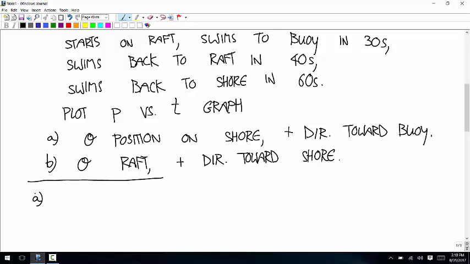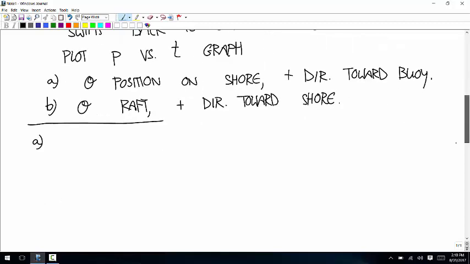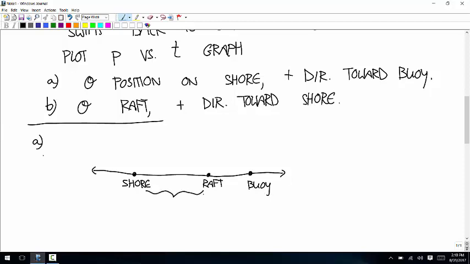So the first thing I'm going to do is draw a figure that just lets me visualize the whole motion. So this is like the whole path, and I'm going to have this represent the shore. This is the raft. This is the buoy. And then it's 20 meters between the shore and the raft, and 10 meters between the raft and the buoy.